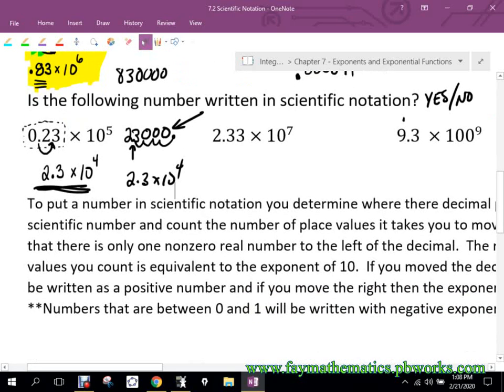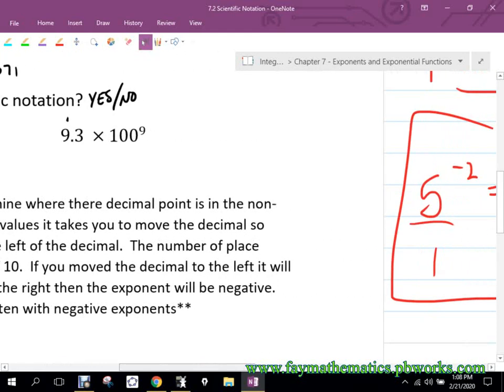What about the next one? Is the next one scientific notation? Yes. That number is between 1 and 10, and that integer is my exponent, so that's okay. What about the next one? 9.3 times 100 to the ninth? No. Now, 9.3 is okay, right? But that's not okay.